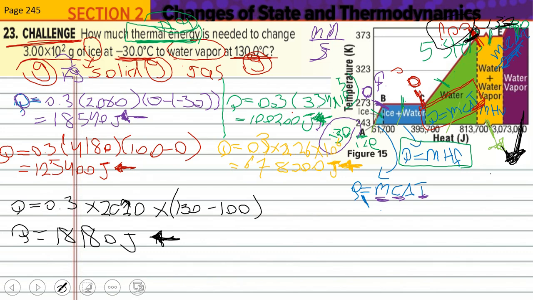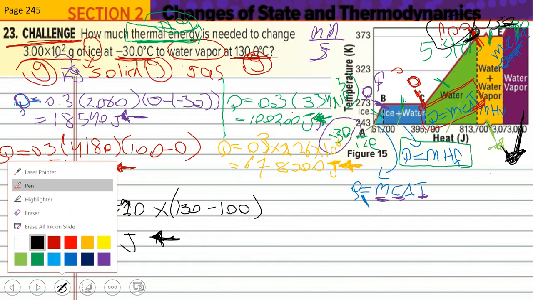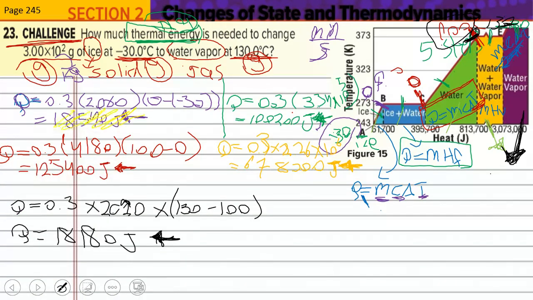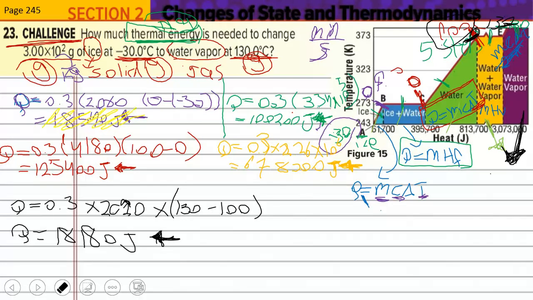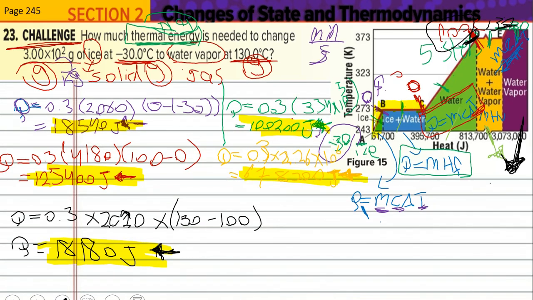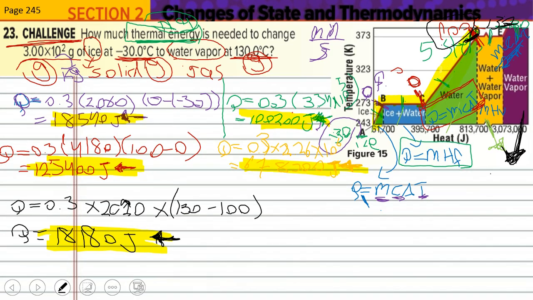Now after that, we need to add all of these values together to find the final answer. I will highlight what I will take together to add and find the final answer. We have the first step, the second step, the third step, the fourth step, and here the fifth step.